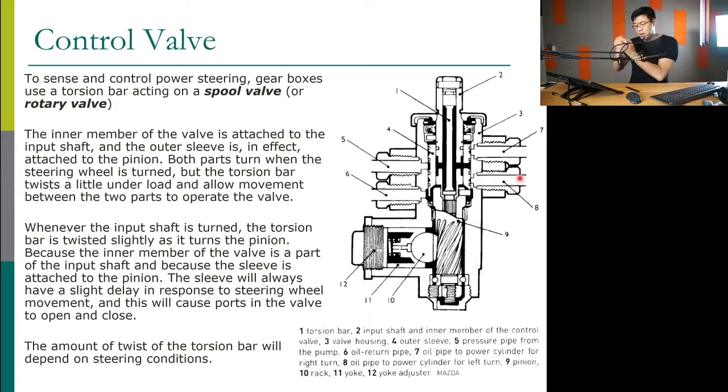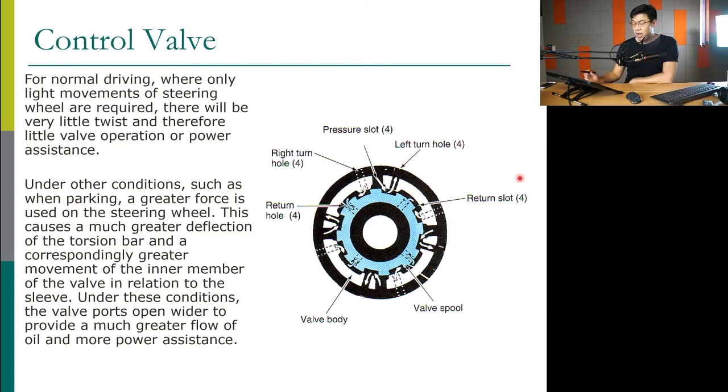Now go back to the torsion bar. When the torsion bar twists, the spool valve moves. If it does not twist, the spool valve will be at the center. The spool valve has two sleeves: an inner sleeve, the blue one, and an outer sleeve, the white one. The pressure from the pump, I believe, comes from the outside. Come here. This is the pressurized fluid from the pump.